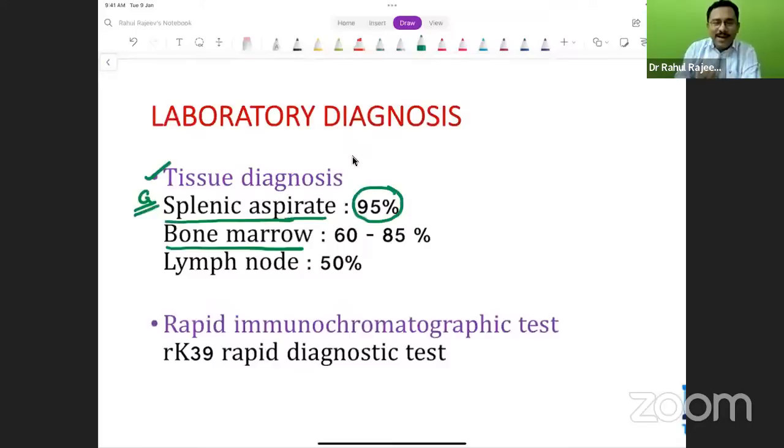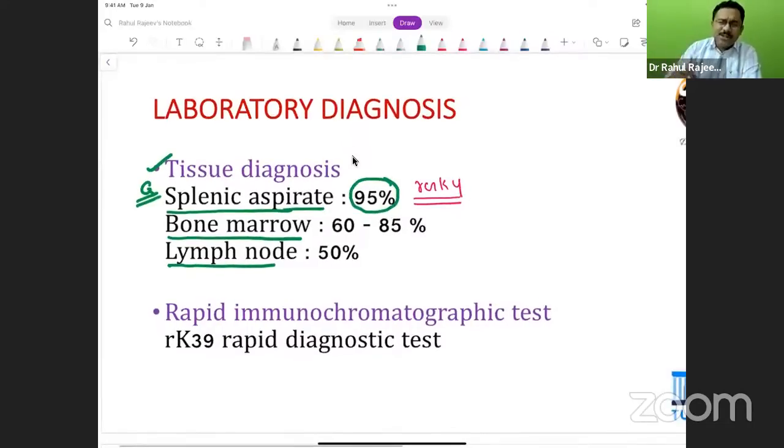But you tell me, why did we not go for a splenic aspirate? Because it's a risky procedure. Splenic aspirate is always risky, which is why you will go for a bone marrow in spite of slightly lower sensitivity. And the sensitivity is even lower for a lymph node.